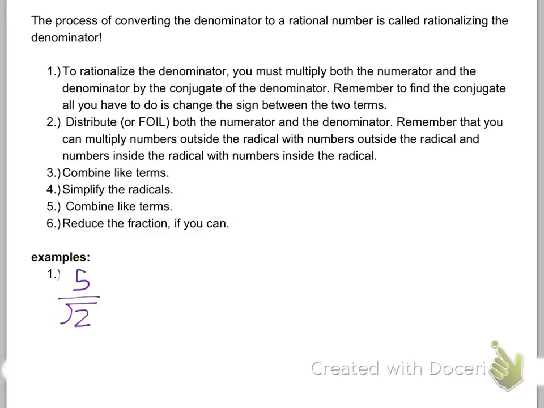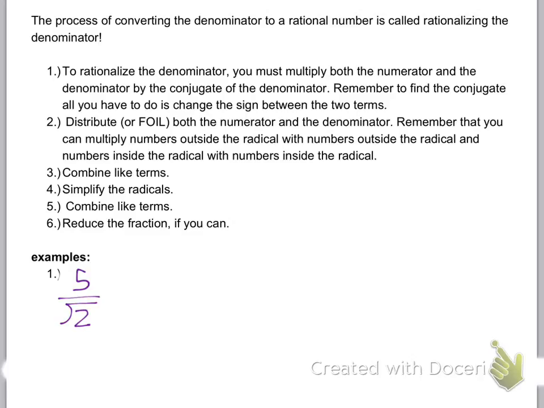Distribute or FOIL both the numerator and the denominator separately. Remember that you can multiply numbers outside the radical with numbers outside the radical, and numbers inside the radical with numbers inside. If it's a square root times a square root, you take the numbers inside the square root and multiply them. If there's anything attached on the outside, they can be multiplied together. That's the commutative property, right? Or is it the associative property? Associative, I think, is when you have more than just 2 or 3 at a time.